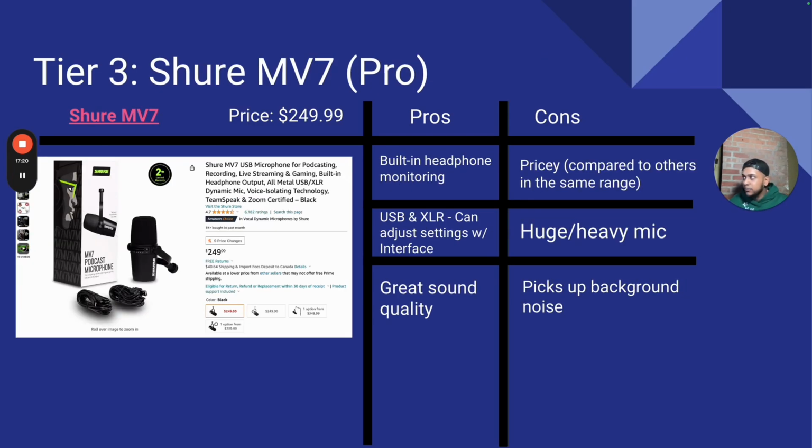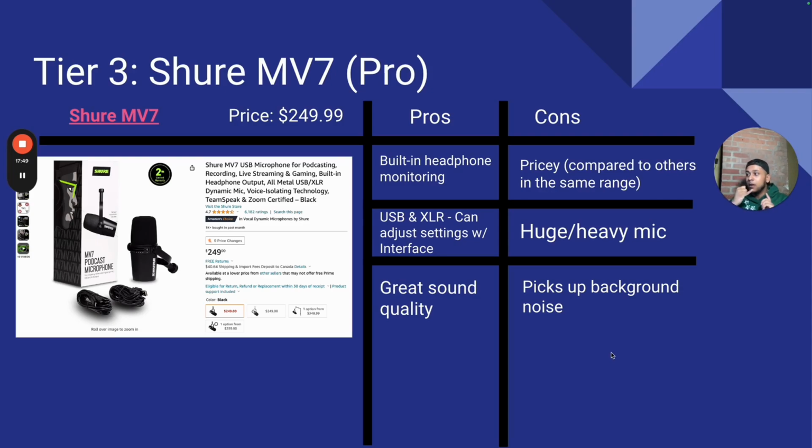Now the third option, aka the pro option, is a Shure MB7, and this microphone is for the pros who want to spend a little bit more than $100 on a microphone. So this one costs about $249.99 USD, and the pros to this is that it has built-in headphone monitoring, so you can directly hear your voice when recording.